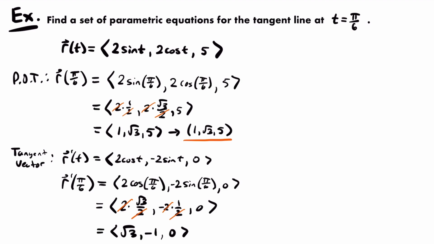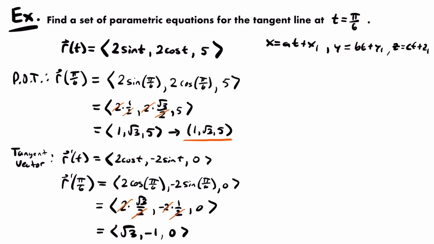Now what we want to do is put everything together. We want to use our point of tangency and our tangent vector to create a set of parametric equations for the tangent line. And so once again, remember the form of a set of parametric equations for a line in 3D space. You'll have x equals a times t plus x1, y equals b times t plus y1, and z equals c times t plus z1. All right, a, b, and c are the x, y, and z components of the direction vector, or in this case, the tangent vector, and x1, y1, z1 are the coordinates of our point of tangency.